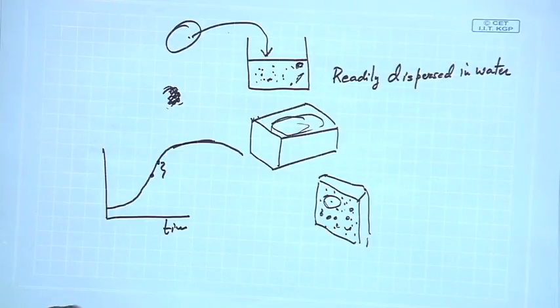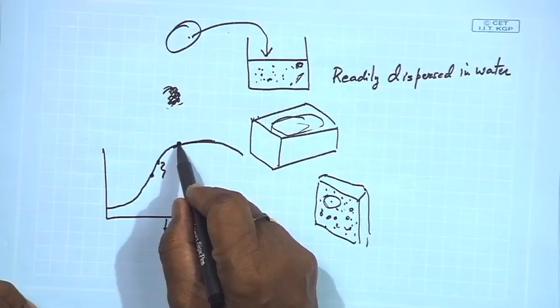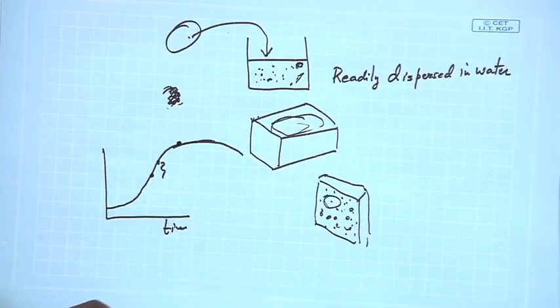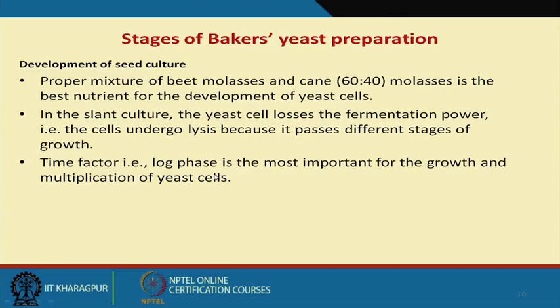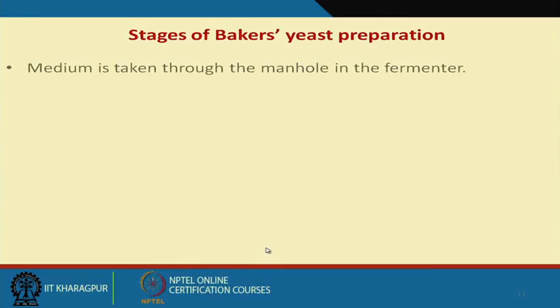If you do the inoculation at the wrong point, naturally the number of dead cells will be more, so the rate of growth of the organism will be affected to a great extent. The time of growth is very important. Log phase is the most important for the growth and multiplication of the yeast cells. A laboratory slant of 24 hours age is used. Molasses must be added to the media at regular intervals of time, and seed culture is done in 12 hours. So this is the requirement we have.